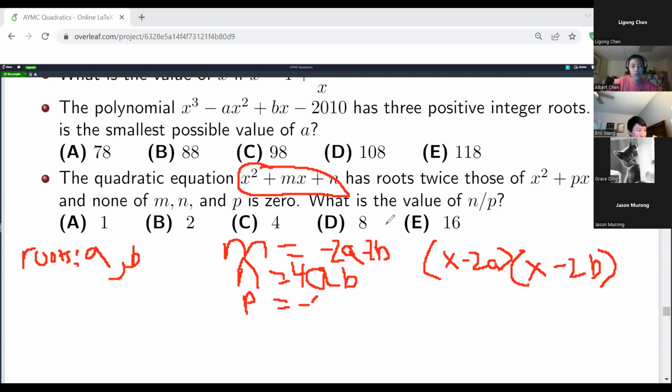p is negative a minus b, and m, well, we already know m is equal to negative 2a minus 2b, right? But it's also equal to ab.